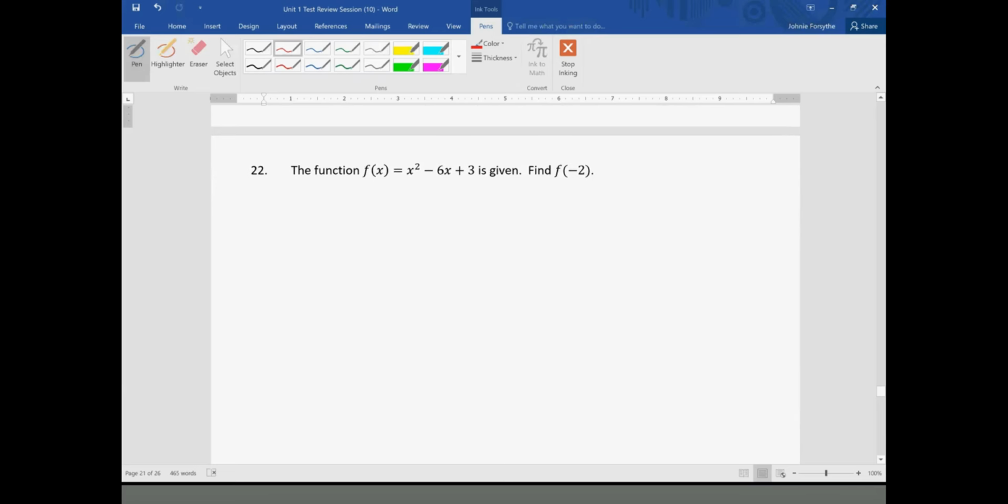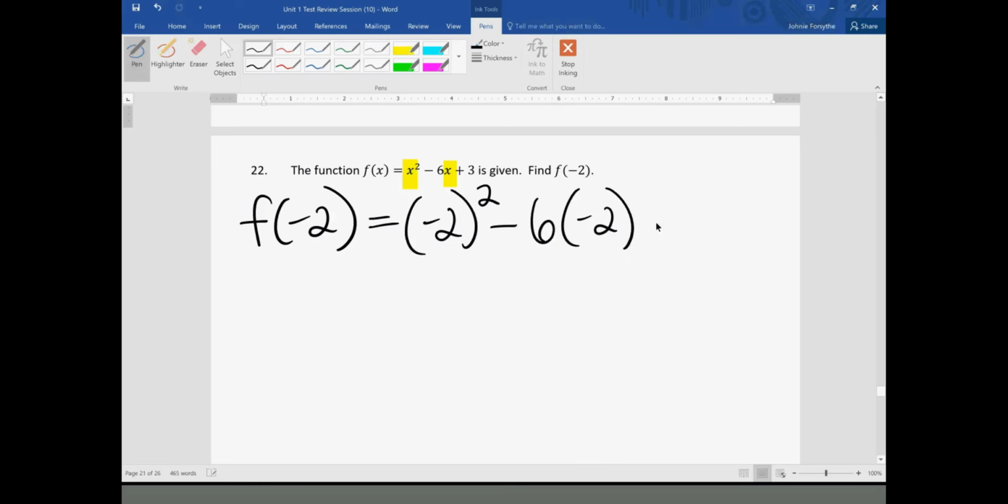All right. The function f of x equals x squared minus 6x plus 3. Find f of -2. This is basically having you practice function notation. So all this means is that we are going to plug in -2 everywhere we see x. So that's going to be -2 squared minus 6 times -2 plus 3. So everywhere we see x, we're plugging in -2.